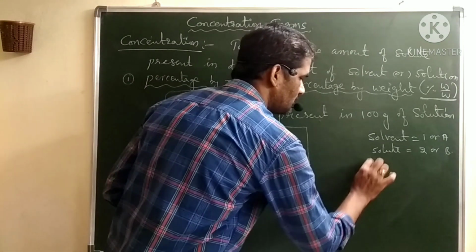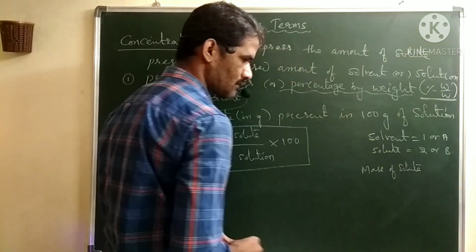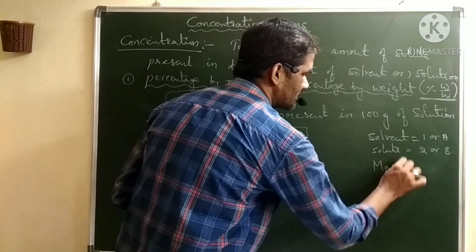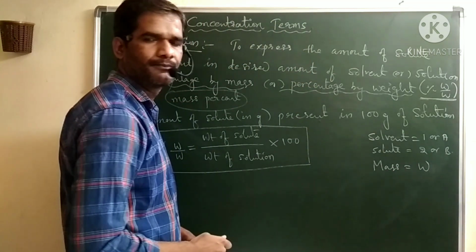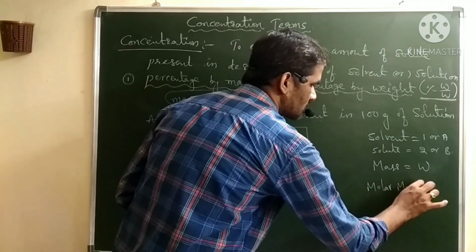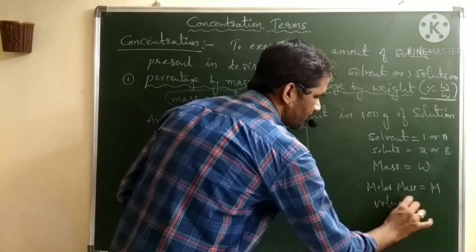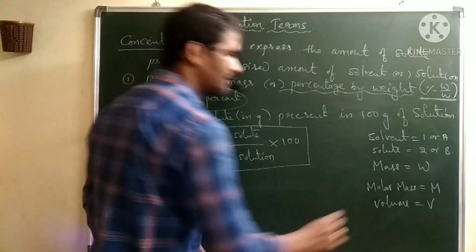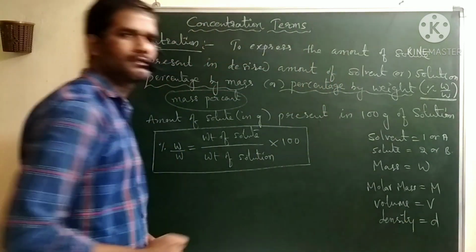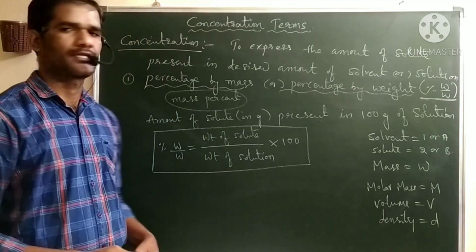For mass of solute, simply mass or weight will be represented with W. Molar mass, also called molecular mass, will be represented with capital M. Volume will be represented with V. Density will be represented with D. These are some terminologies we have to keep in mind. You will use them throughout these concentration terms.